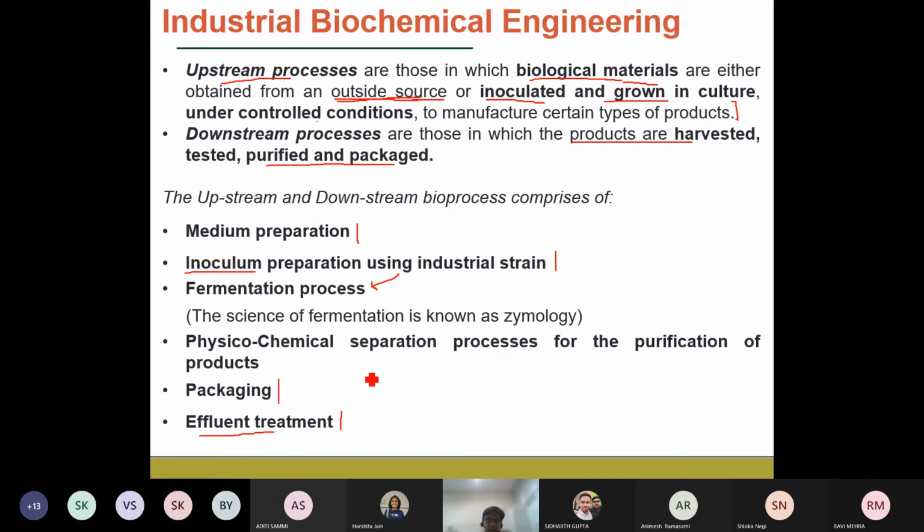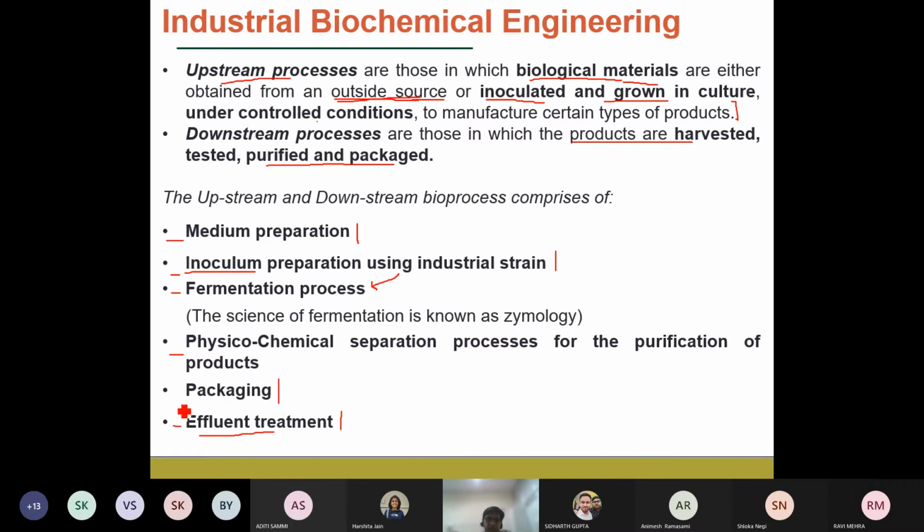So these are the five steps, and among these we are going to study step number 1, the media preparation, and step 2, the fermentation process, the unit operations. Okay, and lastly we will just slightly highlight the effluent treatment.